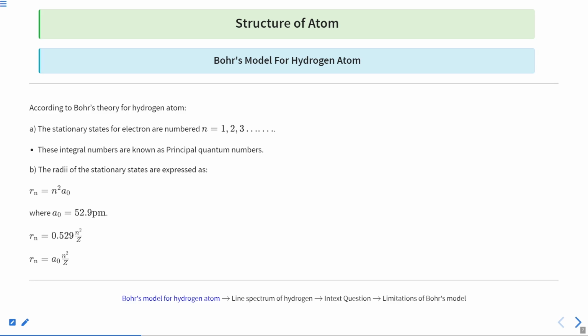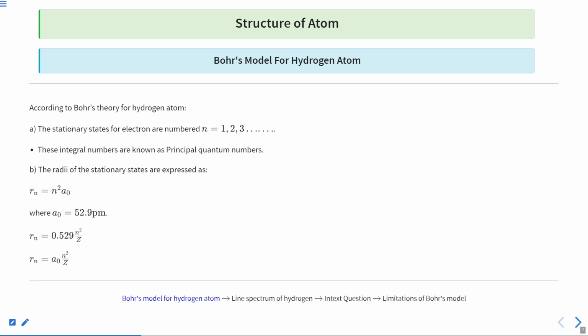Now we have defined these stationary states and the velocity. Now we'll calculate the velocity and other quantities using the electrostatic model. All these formulas have been derived, and they are very important. First we talk about the velocity, then the radius, then the energy and so on. So let us get started.